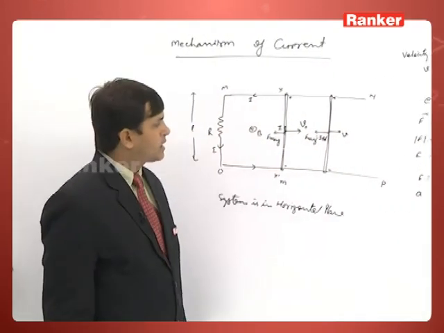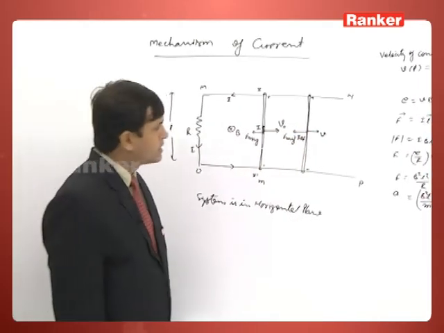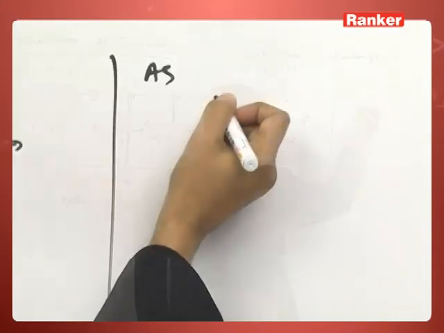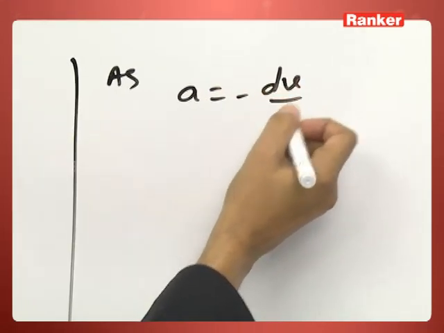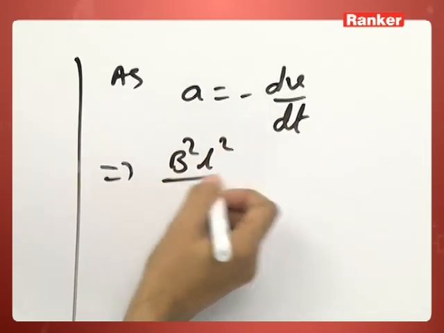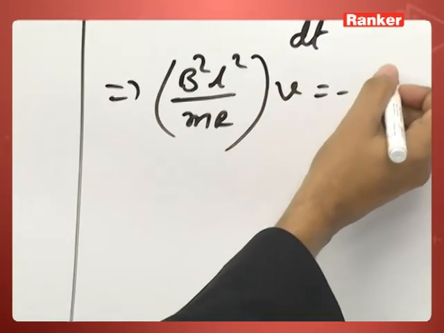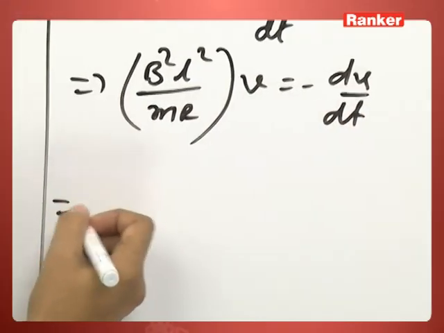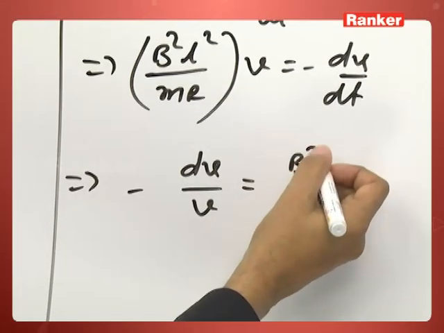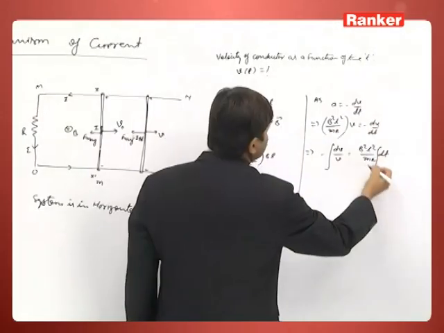This is a relation for acceleration, but here the force is acting opposite to the direction of velocity, so that is the retardation in fact. So here A is minus dV by dt, and now we can simplify. A is B square L square by MR into V, minus dV by dt, and then we can write here minus dV by V is equal to B square L square by MR dt, and now we can simplify.